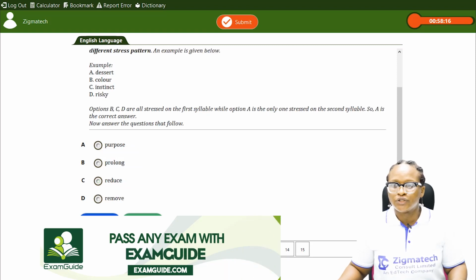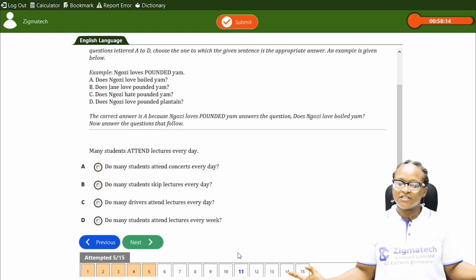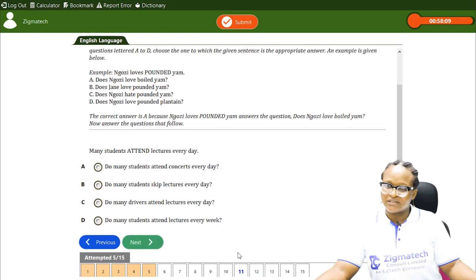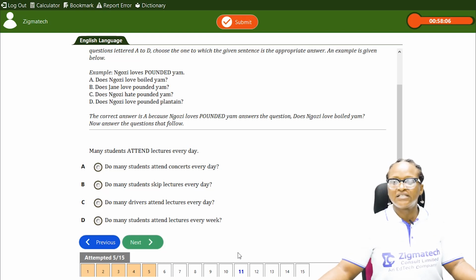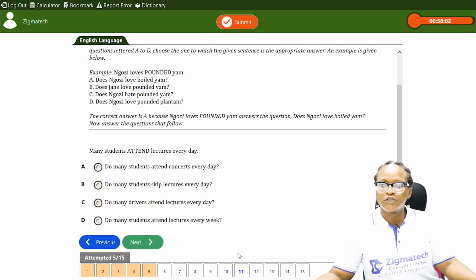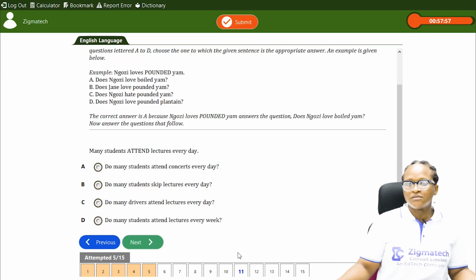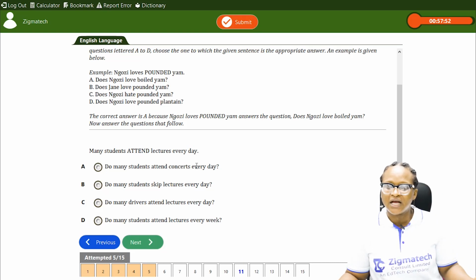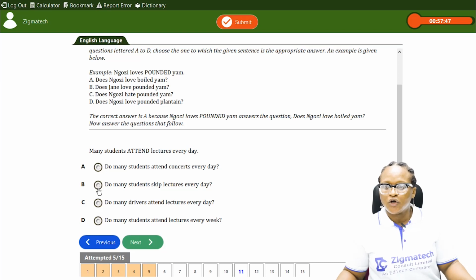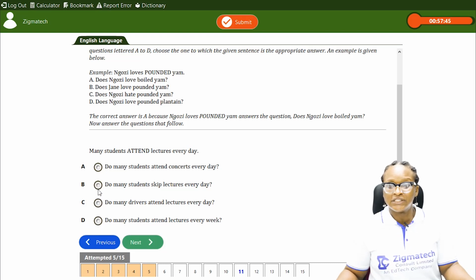All right, let's see questions posing on emphatic stress. I'm going to number 11. This is emphatic stress. Now, we'll look at the word that is emphasized. Which word is emphasized in the sentence? Many students attend lectures every day. Now, the emphasized word is attend. I look out for the option that doesn't have the word attend. Option A has attend. Option B doesn't have attend. Option C has it, and option D has it. So my answer is option B.